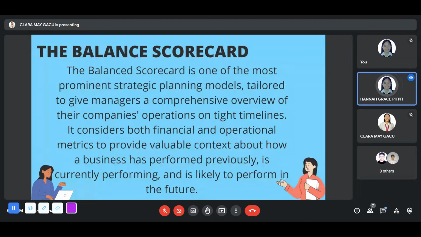It considers both financial and operational metrics to provide valuable context about how a business has performed previously, is currently performing, and is likely to perform in the future. This combines financial measures that tell the result of actions already taken with operational measures on customer satisfaction, internal processes, and the corporation's innovation and improvement activities, the drivers of future financial performance.